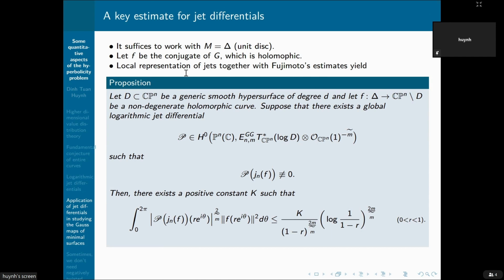then you have estimates for the modulus of P(g, f) to the power 2 over m theta times the norm to the power 2. The important point is that we have the power 2m over m theta here. So above we have 2 times the weighted degree, and in the denominator we have the vanishing order.